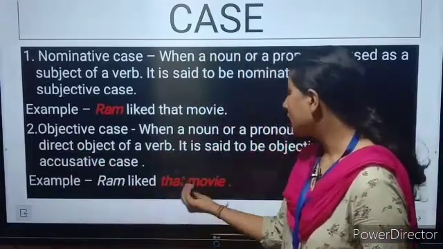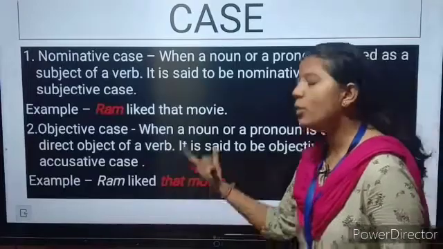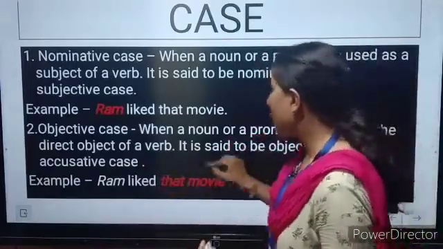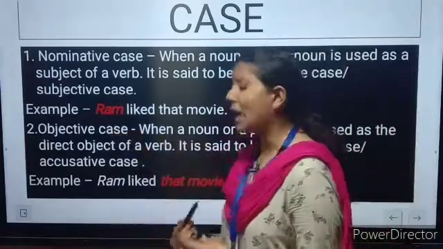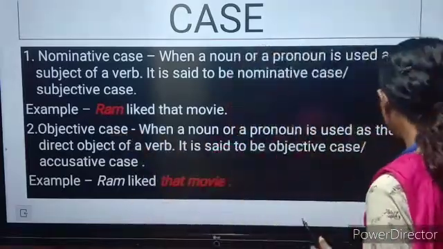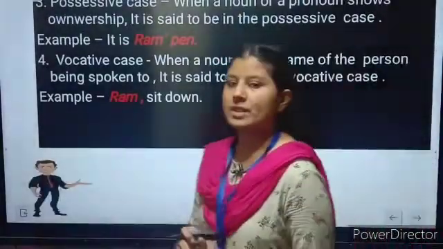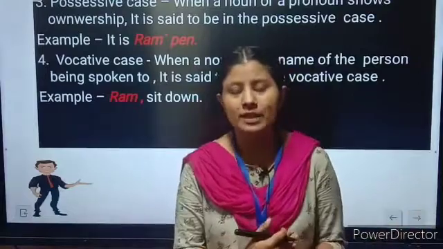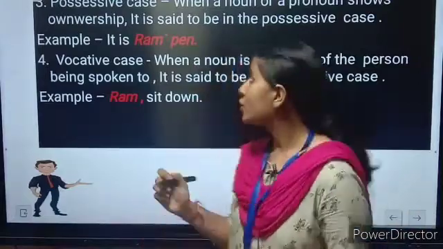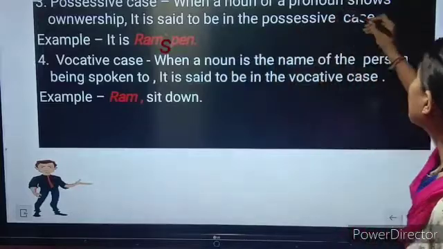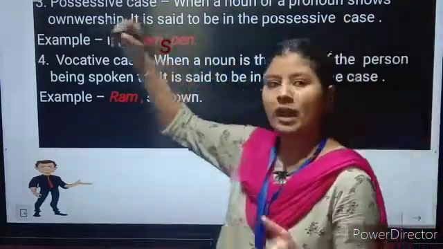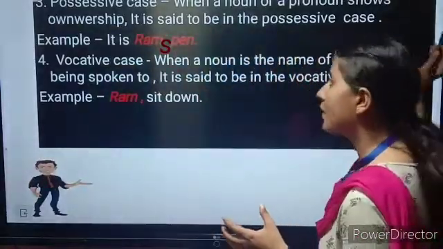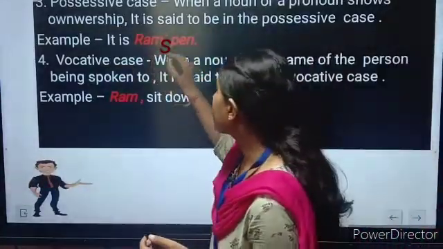Ram liked that movie. So that movie is a noun, and this portion will be called an objective case. So this is an objective case. Now possessive case. What do you mean by possessive? Possession. Possession means ownership, right? So when a noun or a pronoun shows ownership, it is said to be in the possessive case. Okay, it is Ram's pen.